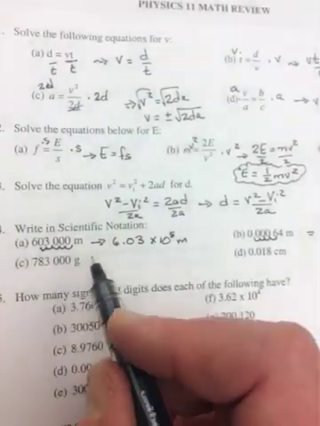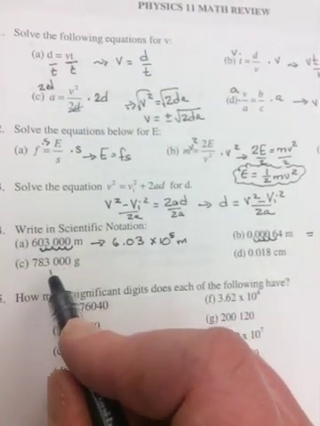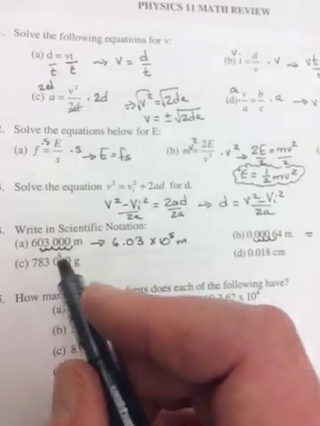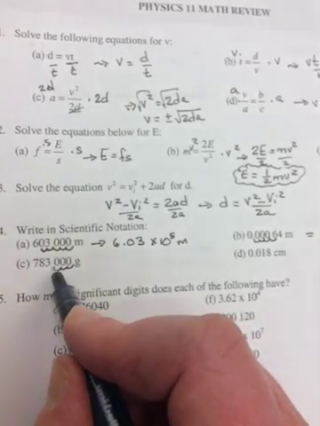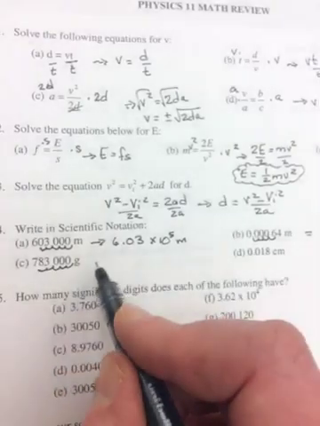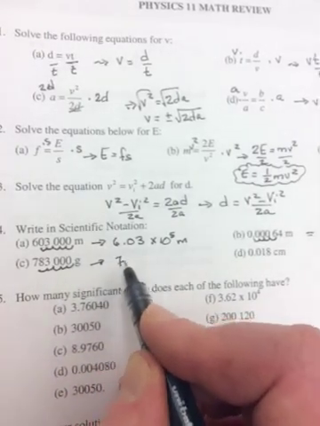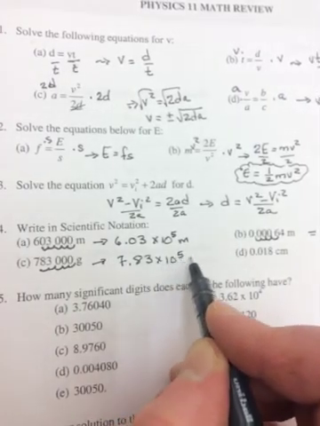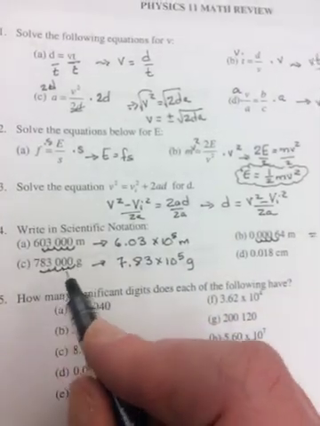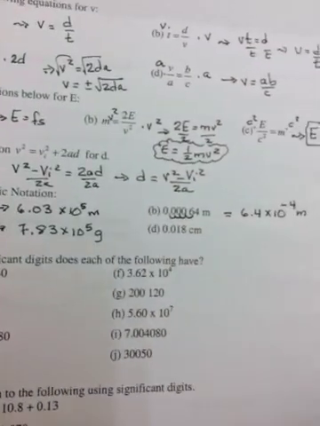Next one, again, these zeros at the end don't count, so it'll just be 3 significant digits. Move your decimal, 1, 2, 3, 4, 5 again. So it should become 7.83 times 10 to the 5th grams. And again, positive because we're moving it to the left.